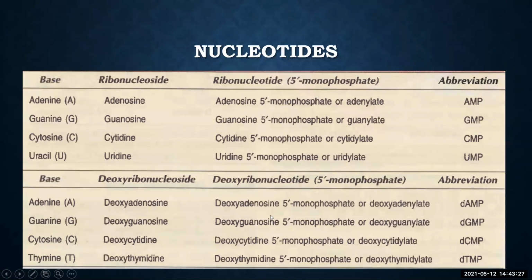Similarly, guanine forms deoxyguanosine monophosphate, because the suffix is given based on the purine base, that is -sine. It becomes dGMP. Cytosine is a pyrimidine base, so the name becomes deoxycytidine monophosphate. Deoxycytidine monophosphate is enough, abbreviated as dCMP. Thymine becomes deoxythymidine monophosphate.